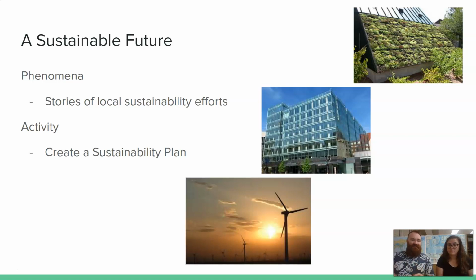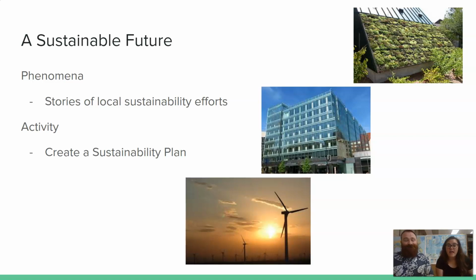And then using this information, the activity is creating a sustainability plan. That could be for their house. It could be for our school. It could be for the community or the state, or maybe even something on a global scale. But thinking about the future of sustainability and resource use, right? That is the whole purpose of this part of the unit. And that's all we have for natural resources.